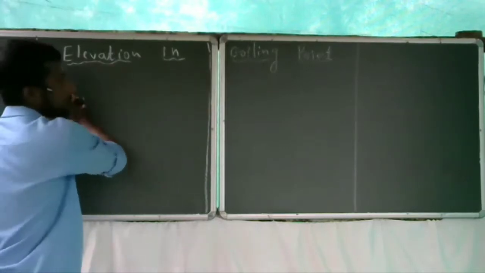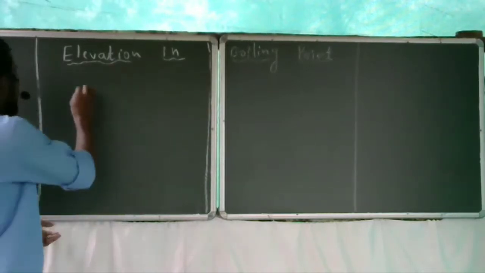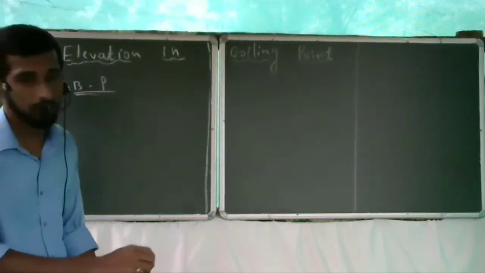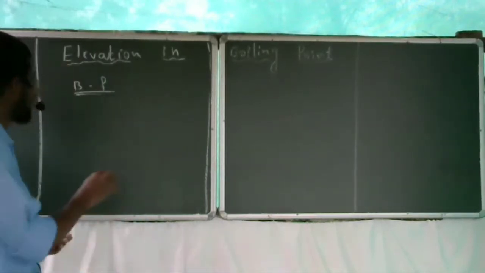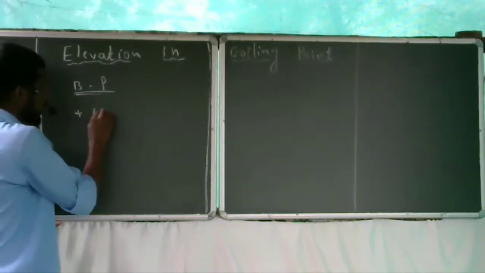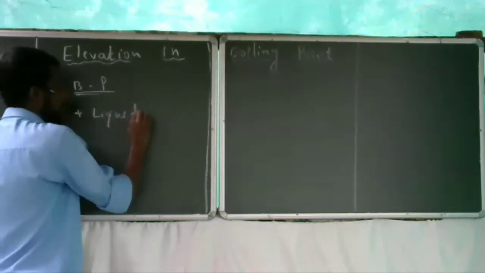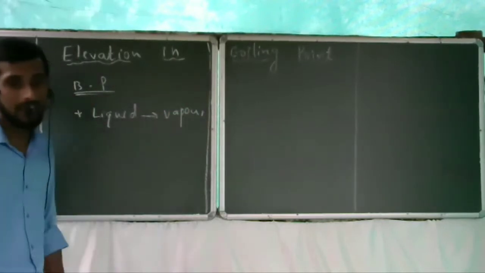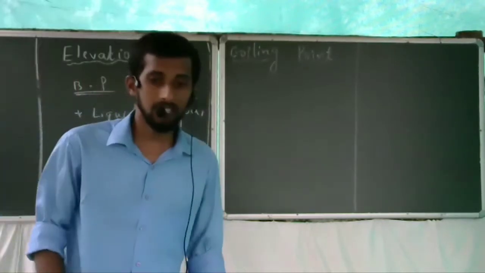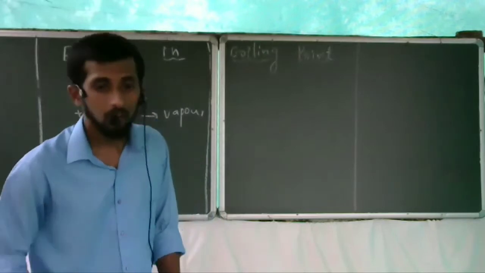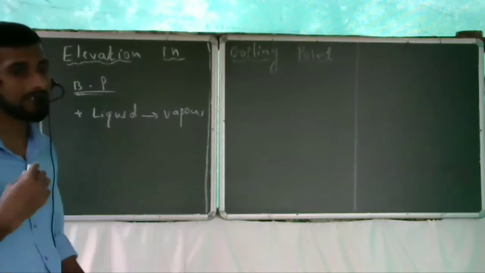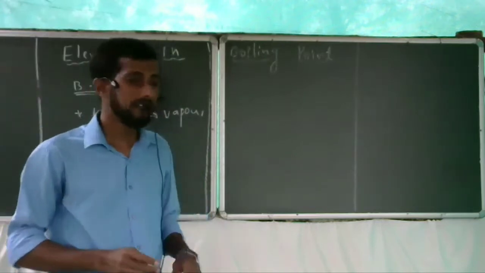Before that, we'll discuss what boiling point actually is. The simple definition is the temperature at which a liquid is converted into vapor. Normally we call that temperature the boiling point, right? But what does the actual definition of boiling point say?